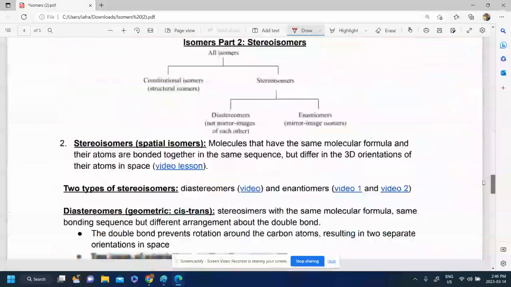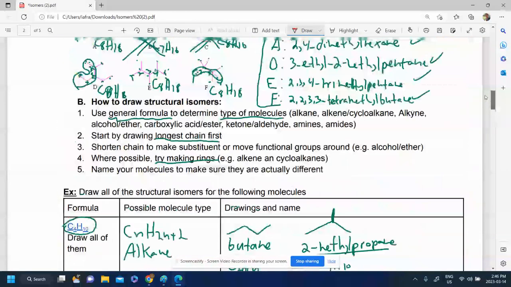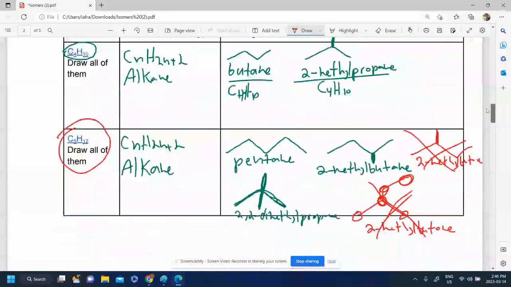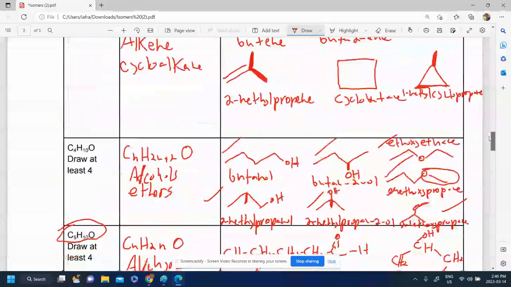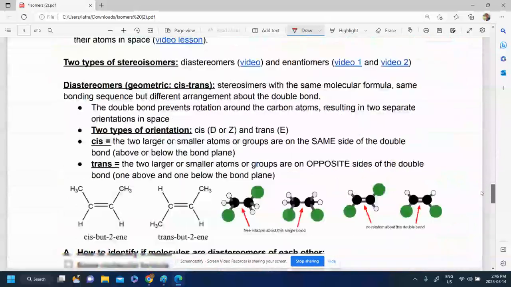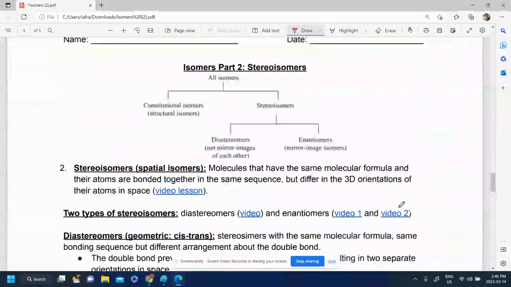So in this video, we saw how to draw structural isomers or constitutional isomers for a variety of different formulas. Get the practice in this note here, but also in other worksheets. And in the next video, we're going to take a look at the other types of isomers called stereoisomers.